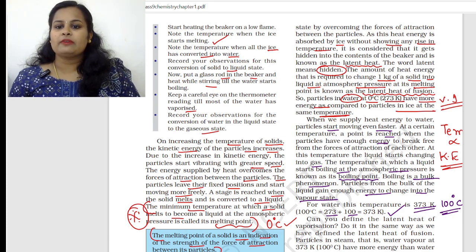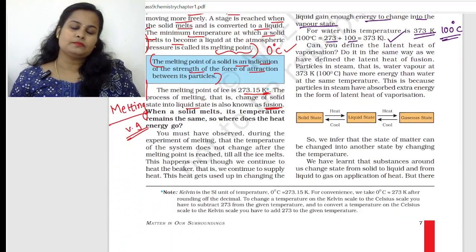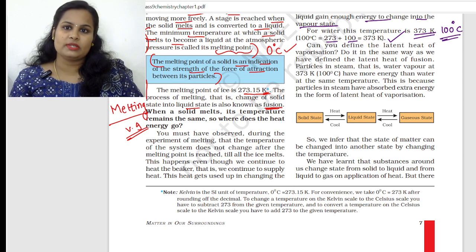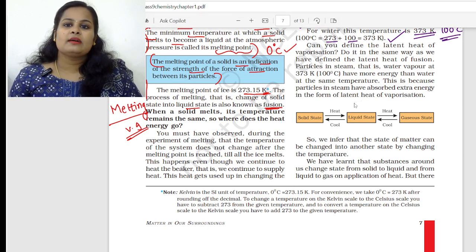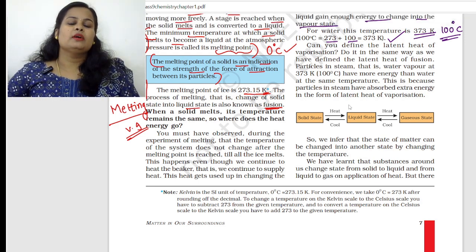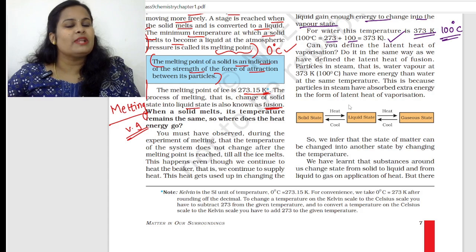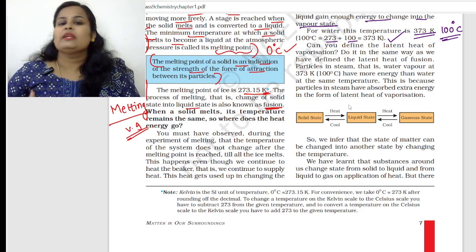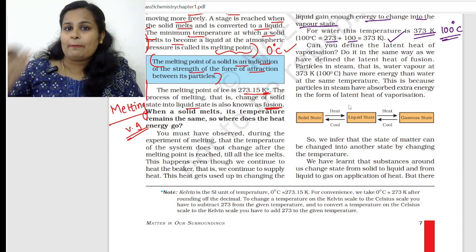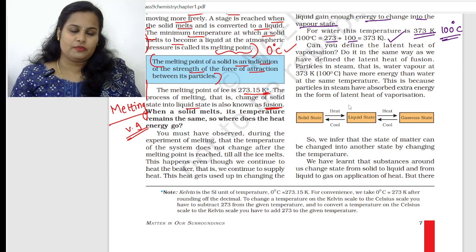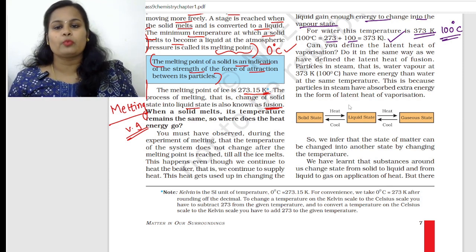All right. Can you define latent heat of vaporization now? The same definition can have a sort of change in the keywords. We can say that the amount of heat energy required to convert a unit mass of liquid, one unit mass, say one liter, into its vapor state at its boiling point at normal atmospheric pressure is the latent heat of vaporization.